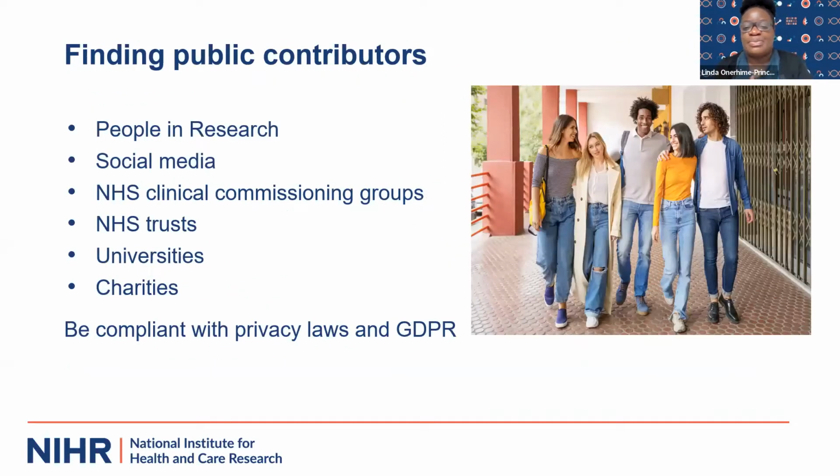Okay, finding public contributors, very important. It's one thing to know how to apply PPI effectively. It's another to try to find people to be involved in research. So there's a website called People in Research, whereby researchers can go and advertise that they're looking for public contributors, and members of the public also go to this website to say they want to be involved in research.